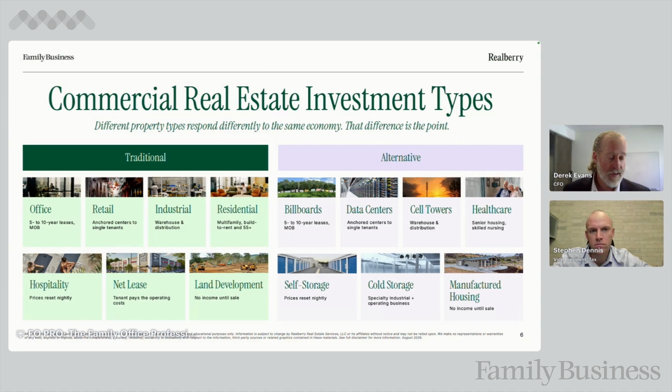And then land development really depends on what area of the country you're in. As an example, if you're in certain Texas markets, land development remains a very attractive investment. In other markets where you're having slower growth, that's not the case.